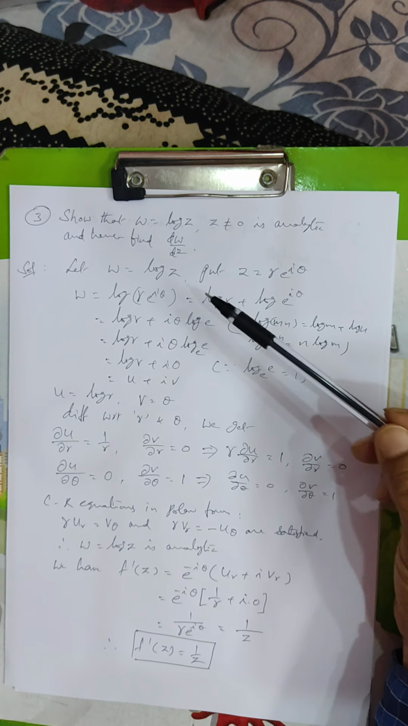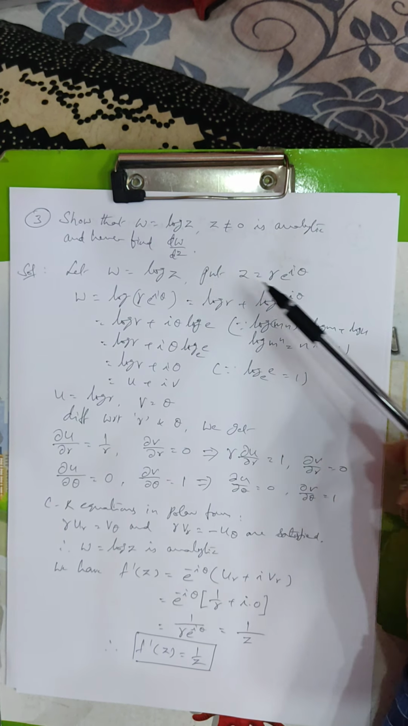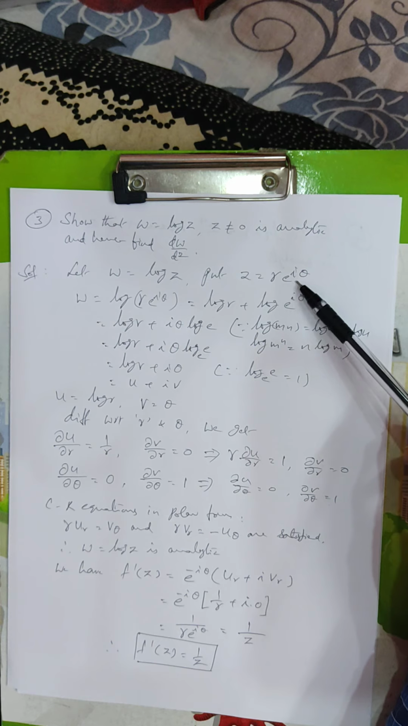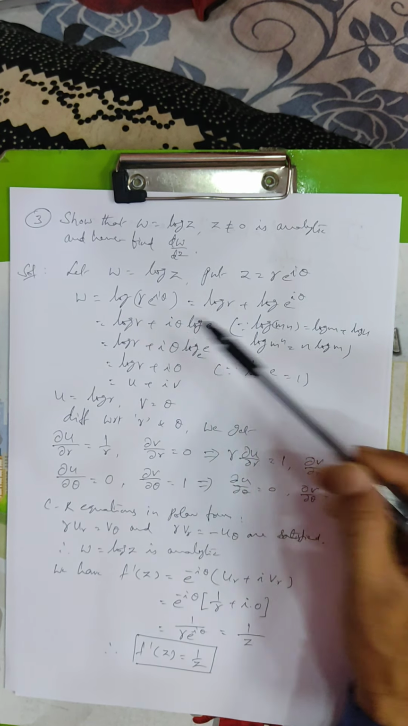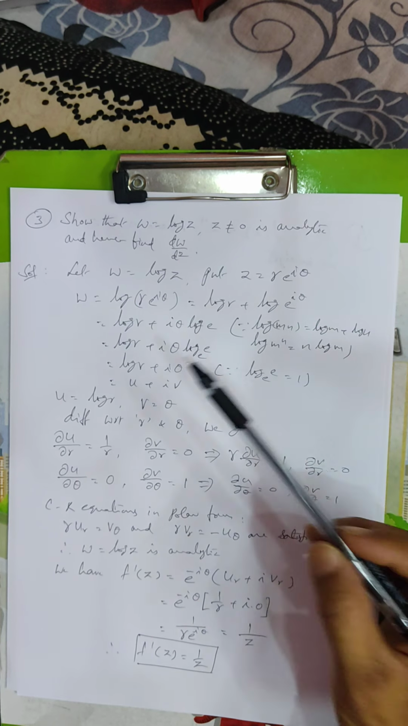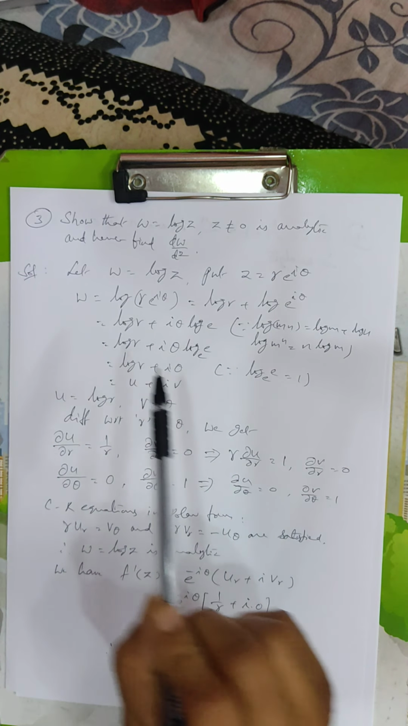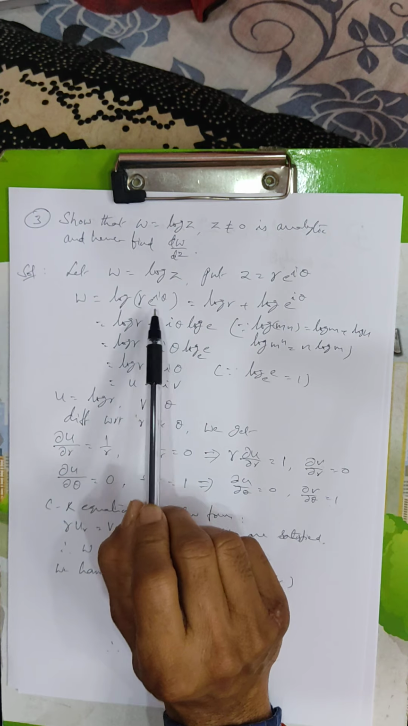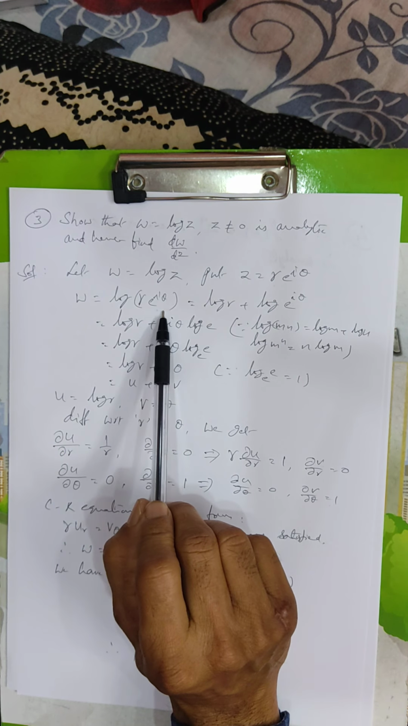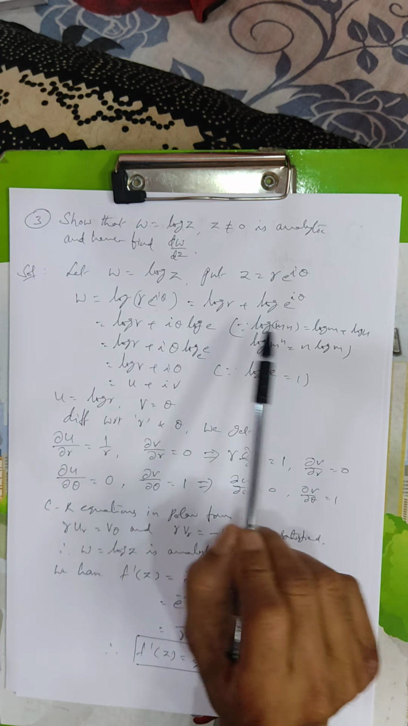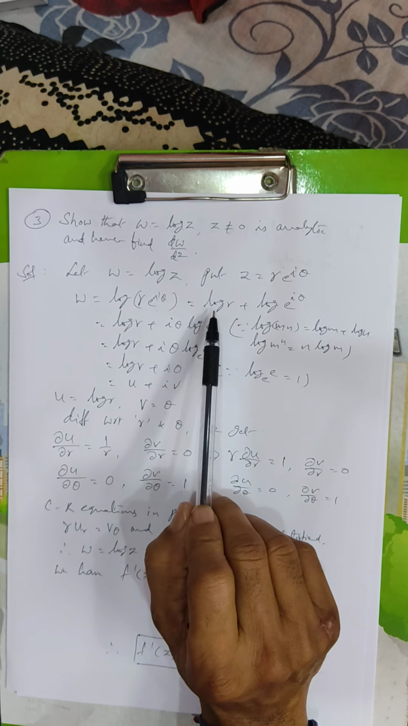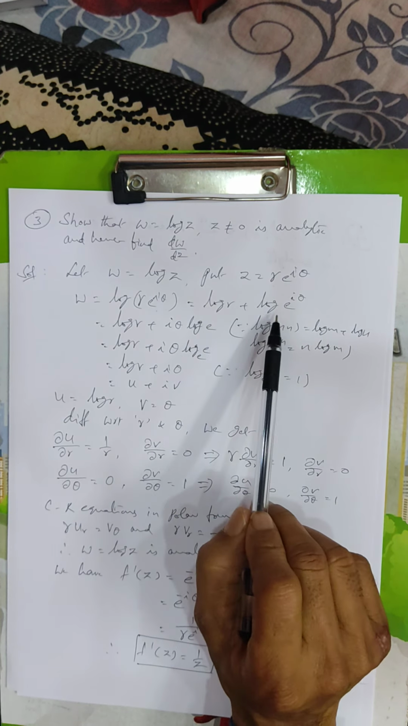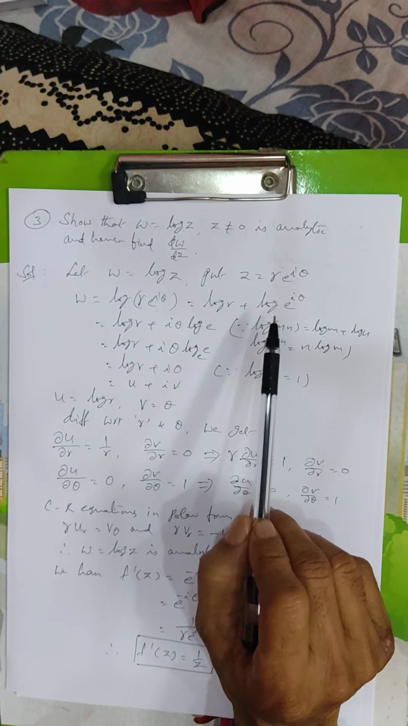Since the function is log z here, it is convenient to take z is equal to r e power i theta, that is in polar form, so that you can separate the real and imaginary part. So w is equal to log of r e power i theta. We are substituting z is equal to r e power i theta, which is in the form of log mn, that is equal to log m plus log n. So we will get log r plus log e power i theta.